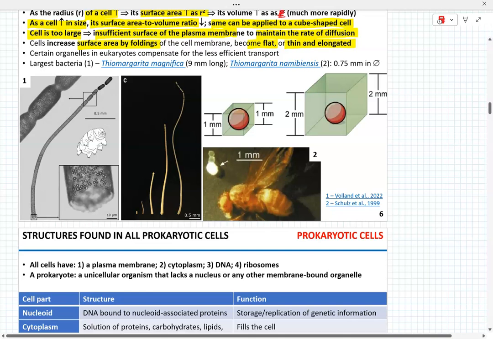Despite the fact that prokaryotes are very small, there are a couple of examples of prokaryotic cells that are actually visible with the naked eye. The two largest bacteria, Thiomargarita magnifica and Thiomargarita namibiensis, can be so large that a cell of Thiomargarita magnifica can be 9 mm long. You can see it in image 1. And the cells of Thiomargarita namibiensis have a diameter of about 0.75 millimeters, which is greater than the diameter of the human hair.